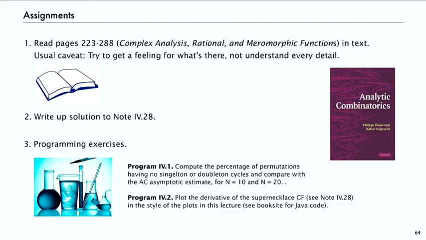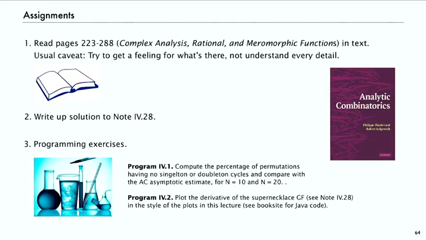So one thing you can do is compute the percentage of permutations, say, that have no singleton or doubleton cycles. And you can make a recurrence to go ahead and compute that, and then compare it with the asymptotic estimate that we get from analytic combinatorics, say for n equals 10 and 20.